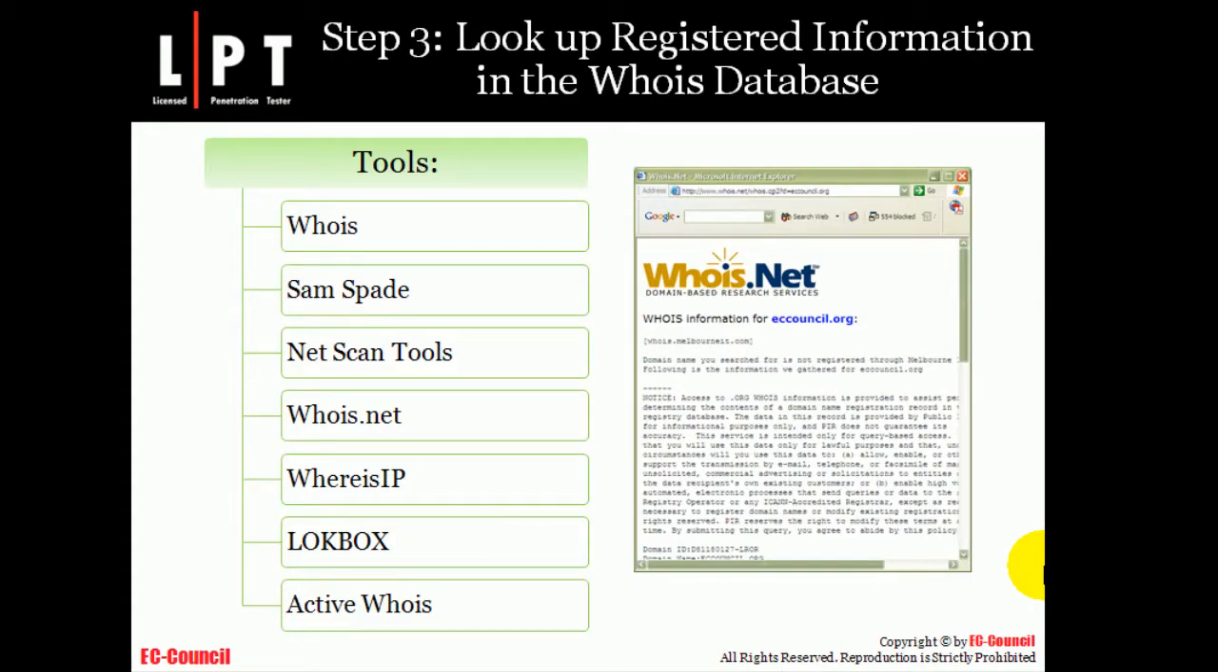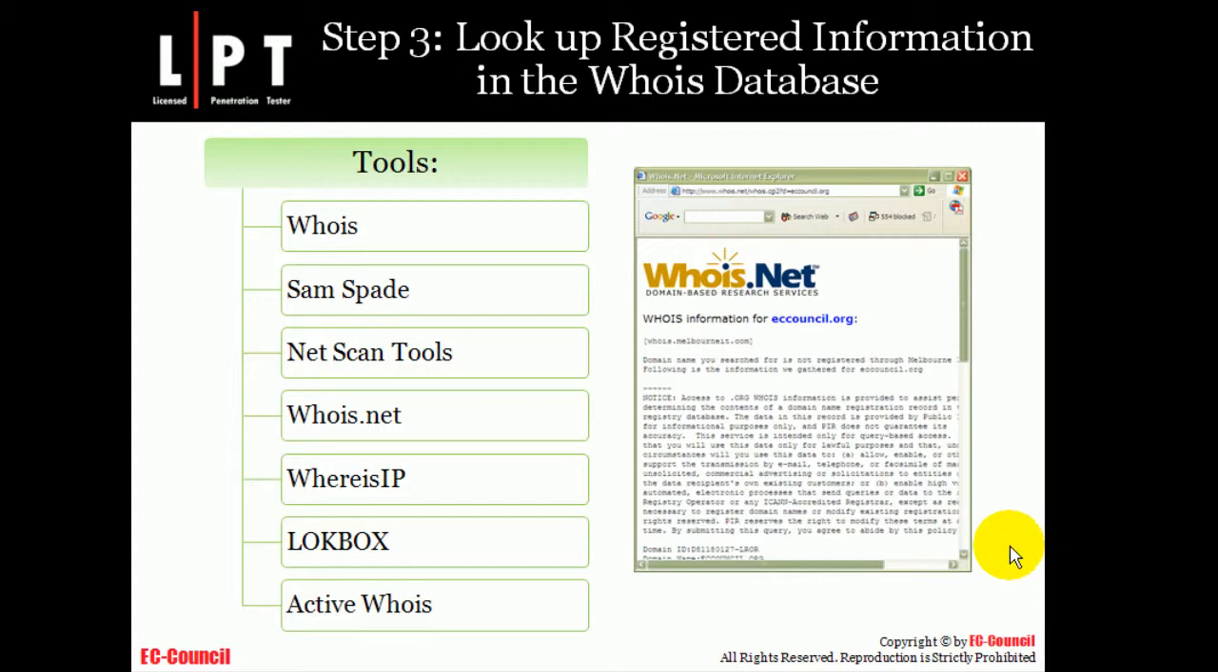In step 3, we look at getting information with regards to who is actually responsible and who is registered in the whois database. We can simply use the command line whois, or we can use an array of other types of GUI related tools such as SAM Spade, NetScan tools, and so forth. Let's have a look at a few demonstrations by searching for registered information in the whois database.